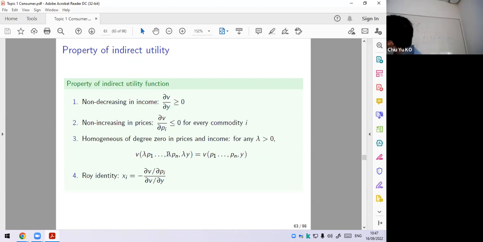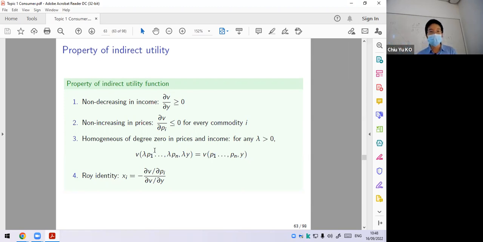If your income goes up, right? You cannot be worse off, right? So that's why utility cannot go down. That's why you have the first one. The second one is also very trivial, right? The price goes up, you cannot be better off. So that's why this one.